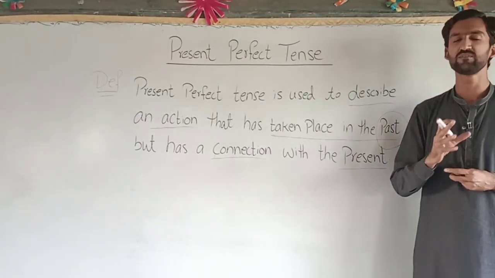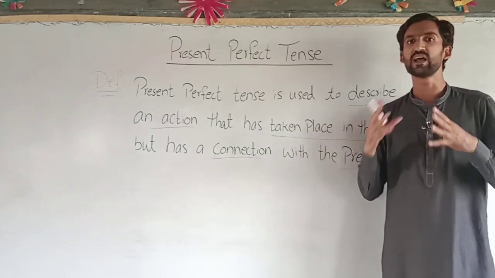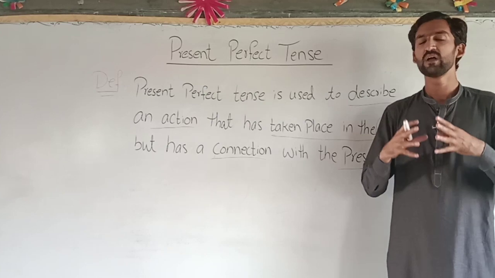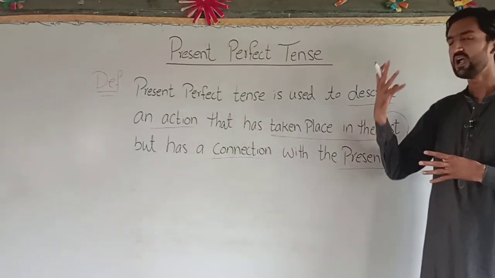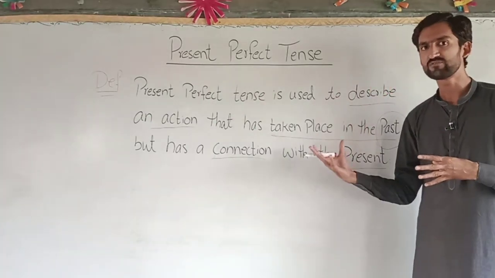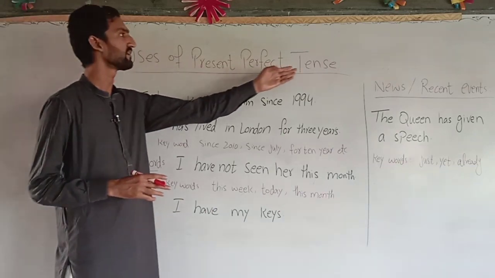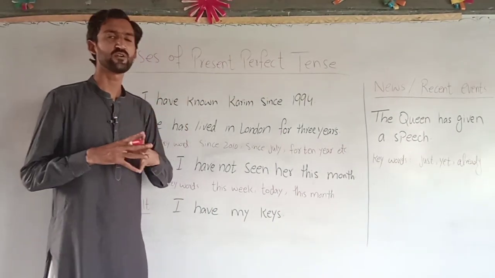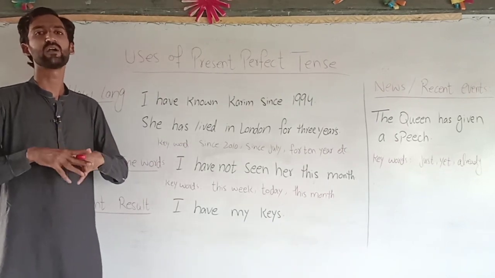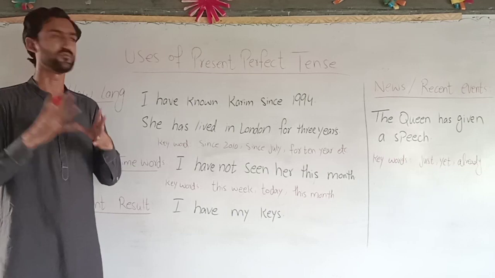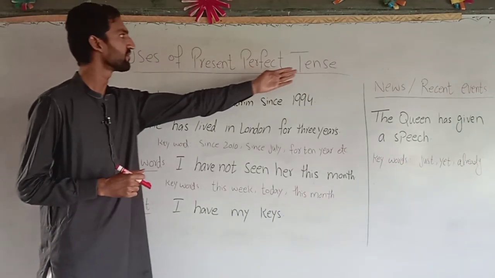Present perfect tense is basically a tense which is used to describe an action. And what sort of action? That should be part of the present and also linked with the past as well. So further we have a few uses of present perfect tense. If we understand the definition, this tense is used to describe an action that should be part of the present and the past time as well. So here we have the uses of present perfect tense.